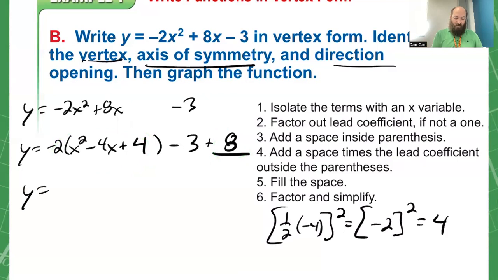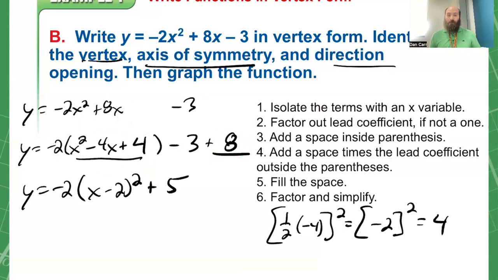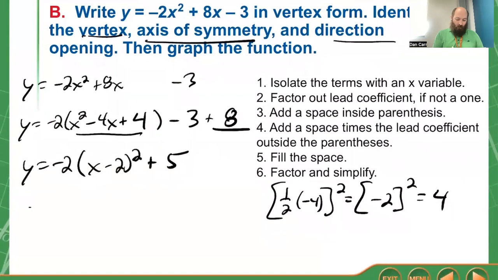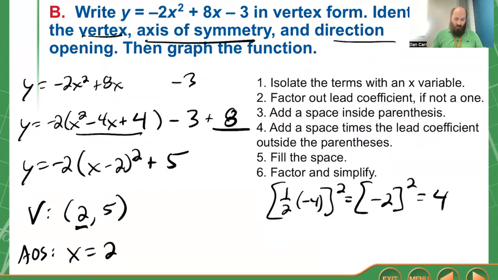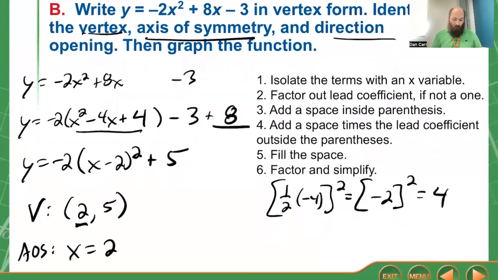Now I can do my factoring. So I'm going to have a -2 in front. This will turn into (x minus 2) squared. And then -3 plus 8 is going to give me a +5. So the vertex is at (2, 5). The axis of symmetry has to match up to the x value, so that's x equals 2. And the opening, because a is -2, is going to open down.